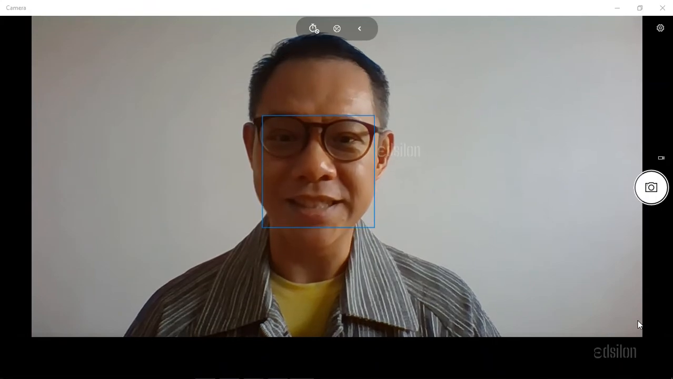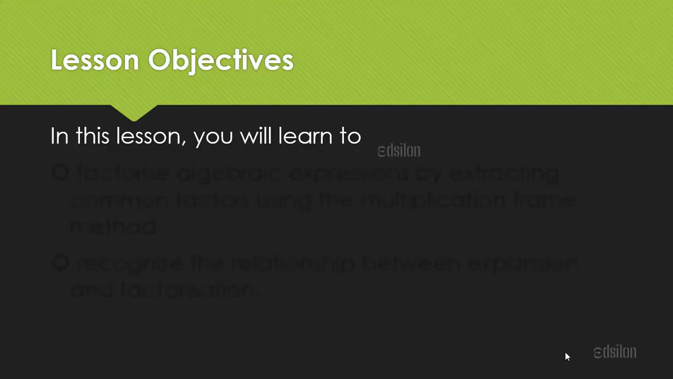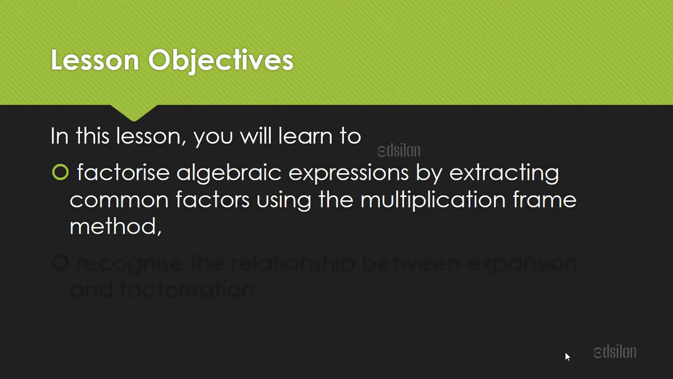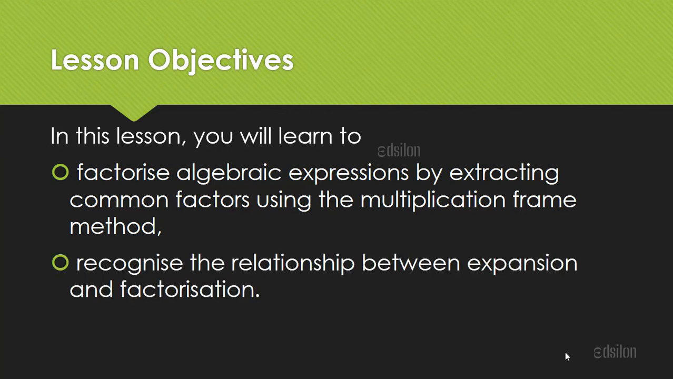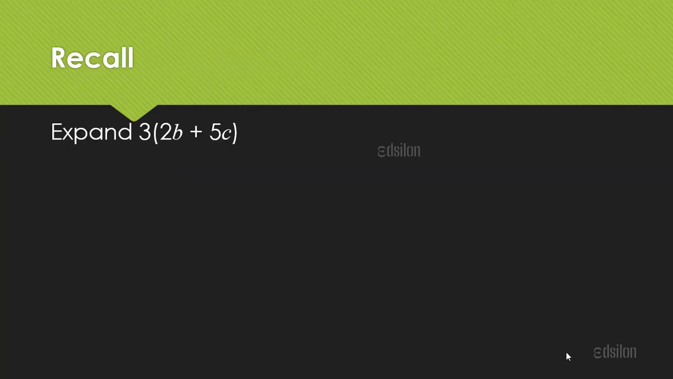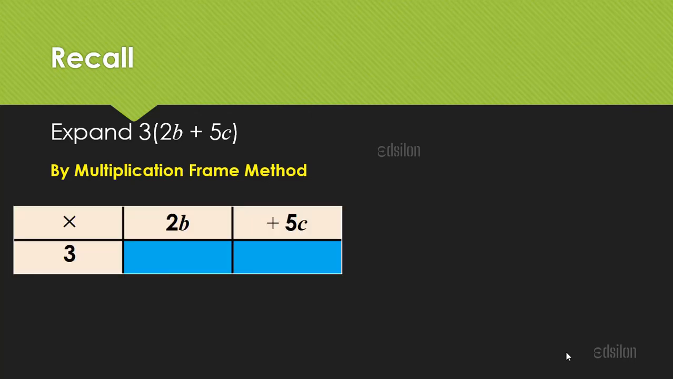Let's start this lesson. In this lesson, you will learn to factorize algebraic expressions by extracting common factors using the multiplication frame method and recognize the relationship between expansion and factorization. Let us recall how to expand 3 times of 2b plus 5c. We can use the multiplication frame method. I'd like you to copy out the multiplication frame and fill in the 2 blanks. Can you do it for me now?